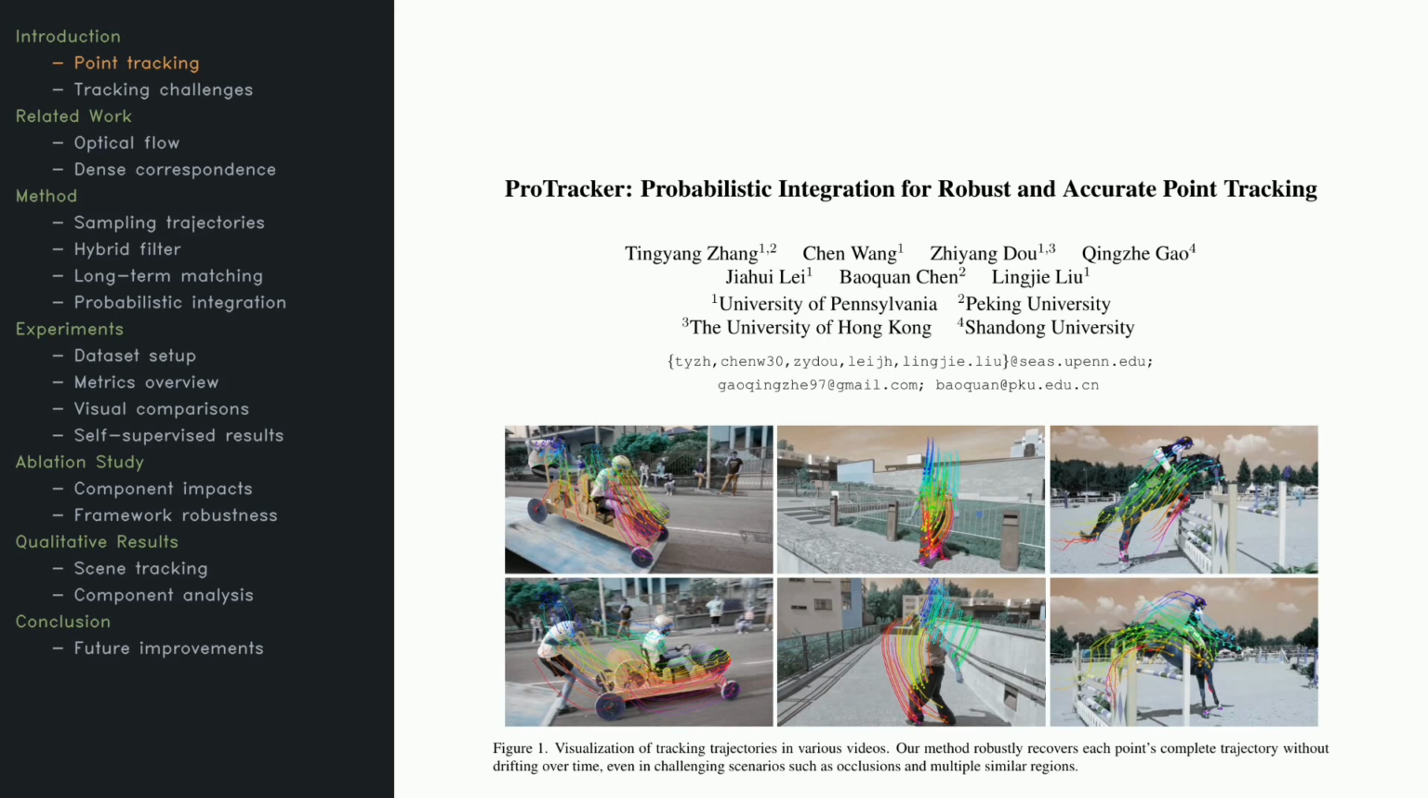Today, we're diving into advanced video tracking with ProTracker. Imagine tracking any point in a video with precision, even if it disappears or blends into the background. ProTracker uses a clever probabilistic approach to fuse optical flow and long-term features, making it robust against challenges like occlusion and motion blur. Whether it's following a cyclist or tracking a goat's hooves, it always shines with smooth, reliable results over extended durations. Let's dive in!